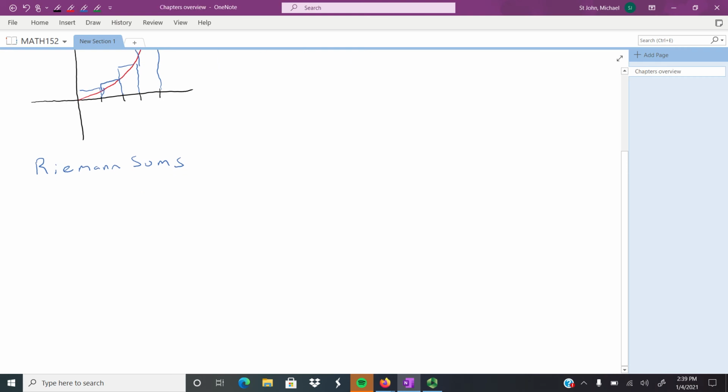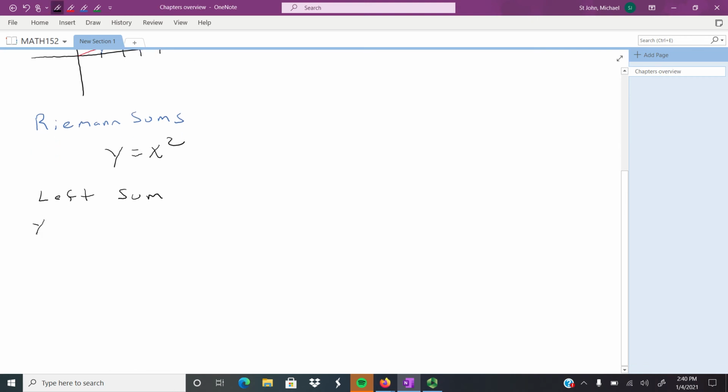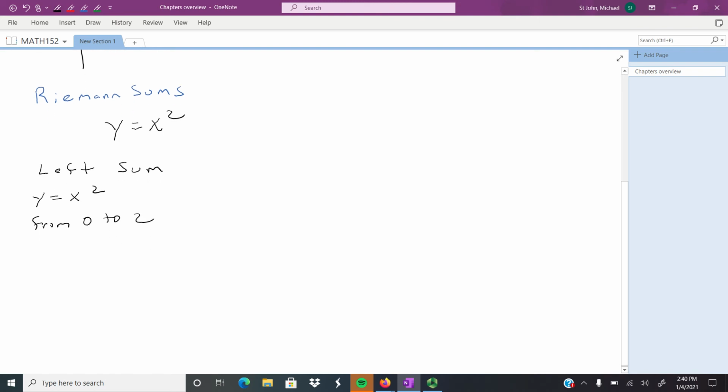So let's look at it in terms of y equals x squared. Right? And so there's, in terms of Riemann sums, there's 3 variations. There's the left sum, there's the right sum, and then there's the midpoint. So let's look at my y equals x squared. And I want to know from 0 to 2. Okay? And I want to divide this up into 4 intervals.